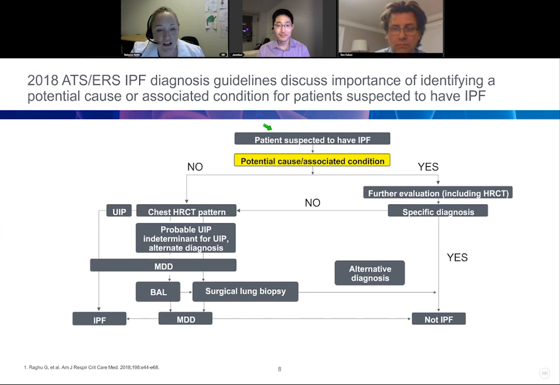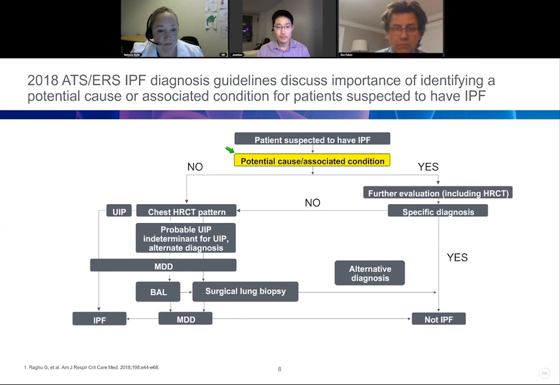And so the first step is actually to identify potential alternate diagnoses or causes, right? Because if your patient, even if they had a real UIP pattern, has rheumatoid arthritis, by definition, they cannot have IPF. They are going to have rheumatoid arthritis-associated lung disease. So before we can move on to any other steps, we really have to behave like good detectives and try to figure out, are there any explanations or causes for our patient's interstitial lung disease?